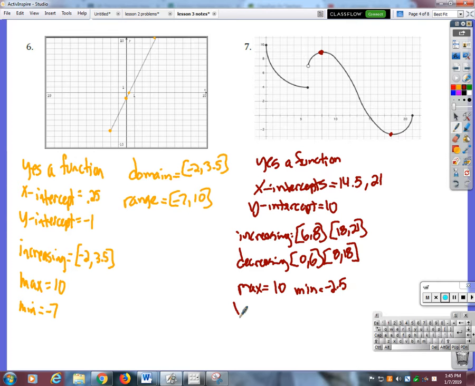Domain and range, and then we'll call it a day. Went by fast today. What's the domain? Lowest x value is... So it starts right here at x equals 0, and then it ends right here at x equals 21. And then the range, the lowest point on the graph we decided was -2.5, and the highest is 10. Okay?